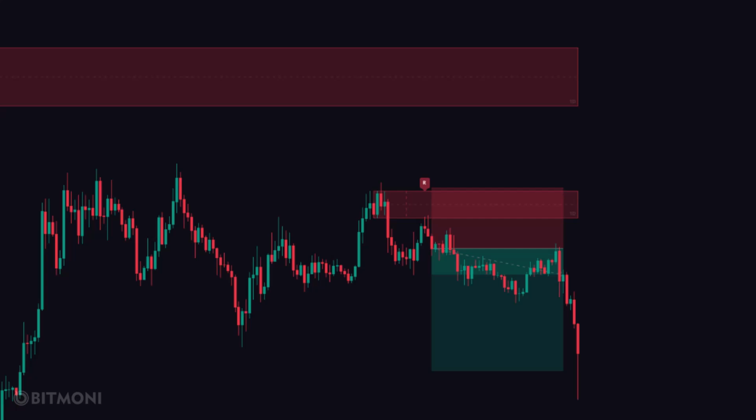Also remember to backtest the strategy and practice it on a demo account to see how it works for you before using it to trade a live account.